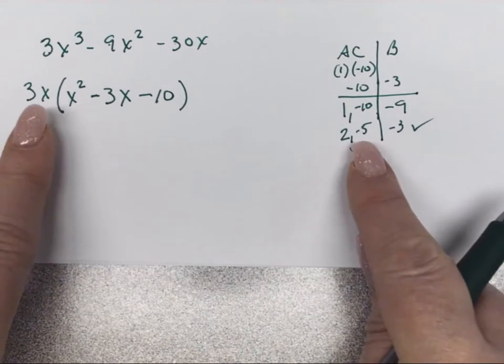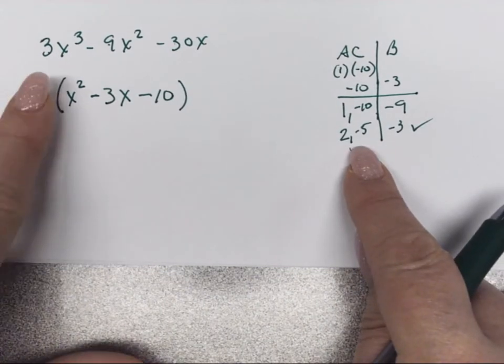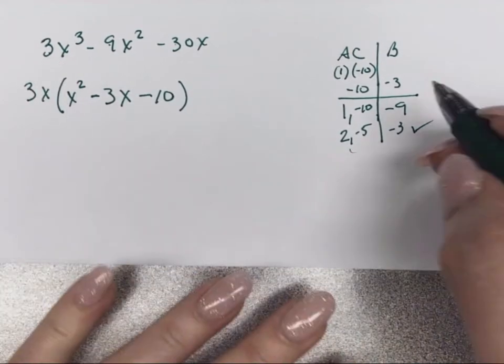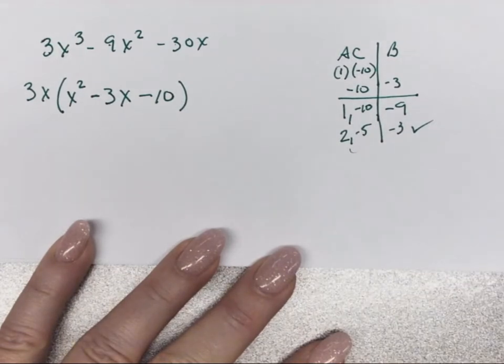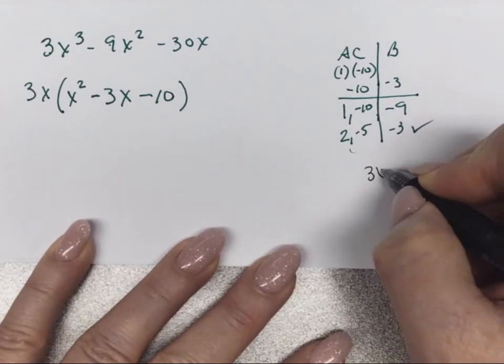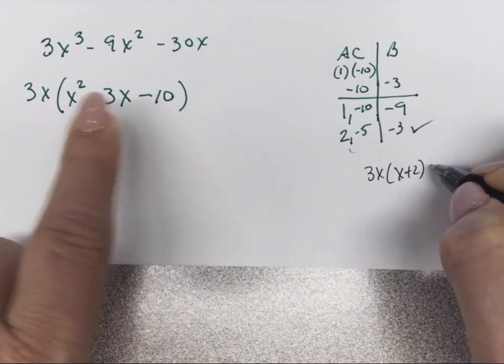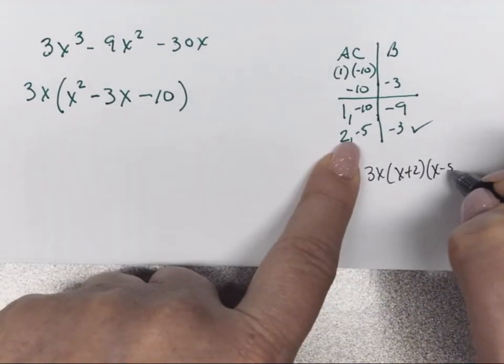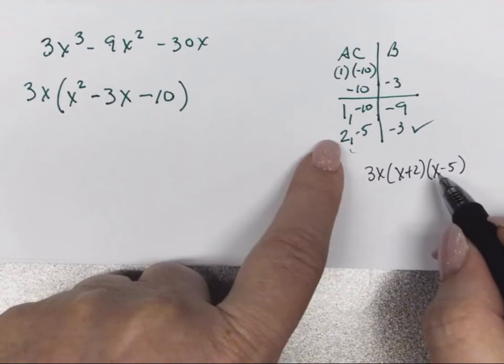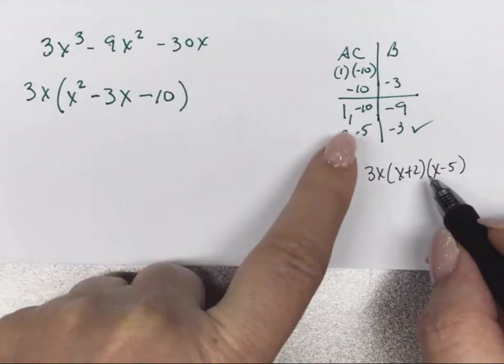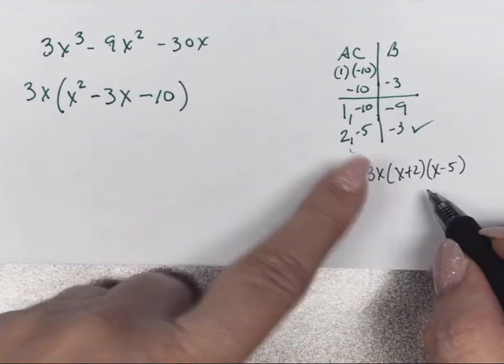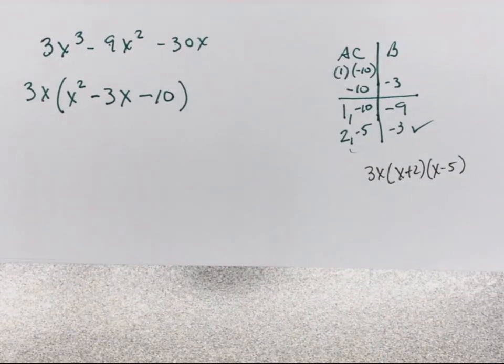So if I'm understanding what I'm talking about with the 1 in front of the x squared, I know that my answer over here should end up being that 3x we have out front, x plus 2, x minus 5. This is the answer. If I understand when there's a 1 out front, I can get to this answer. So let's go see if it works.